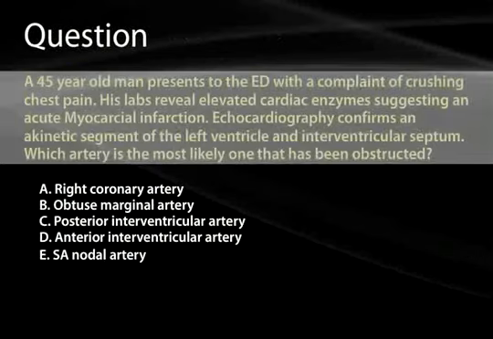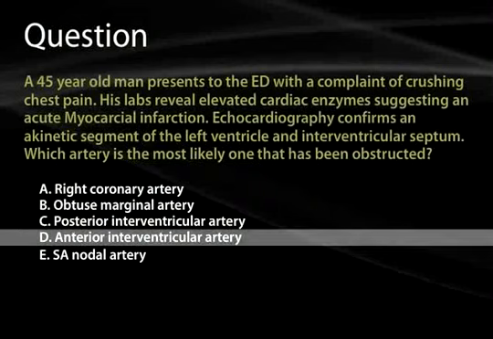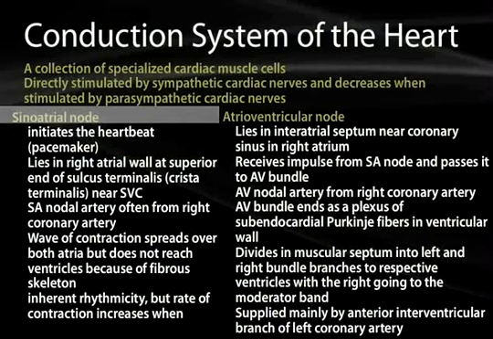Here's a question. A 45-year-old man presents to the emergency department with a complaint of crushing chest pain. His labs reveal elevated cardiac enzymes suggesting an acute myocardial infarct. Echocardiograph confirms an akinetic segment of the left ventricle and interventricular septum. This akinetic segment is explained by one artery being obstructed. And which artery is the most likely? And that's going to be the anterior interventricular artery. Continue on and we'll see some of the reasoning behind this scenario and its answer.